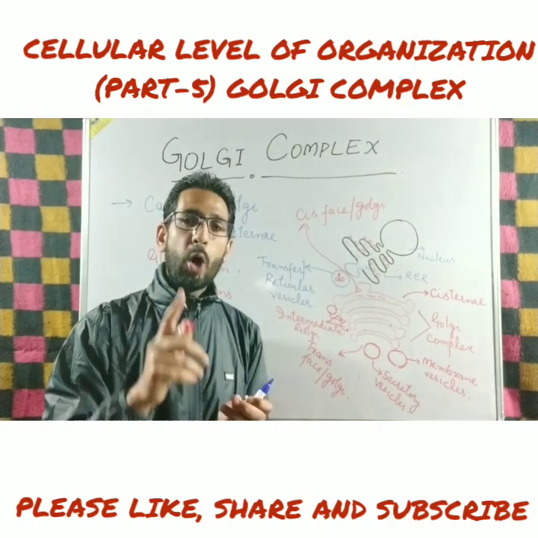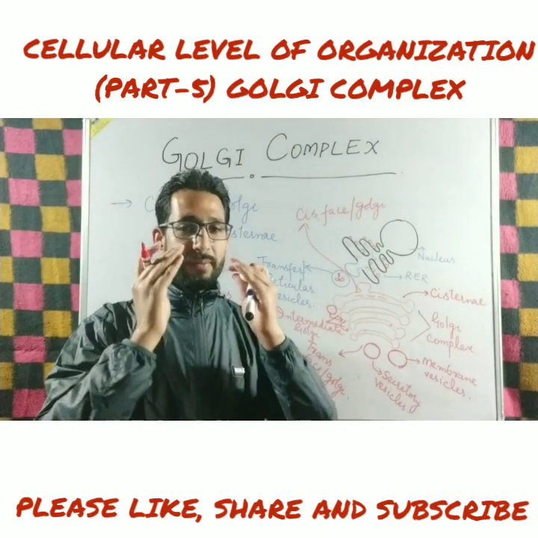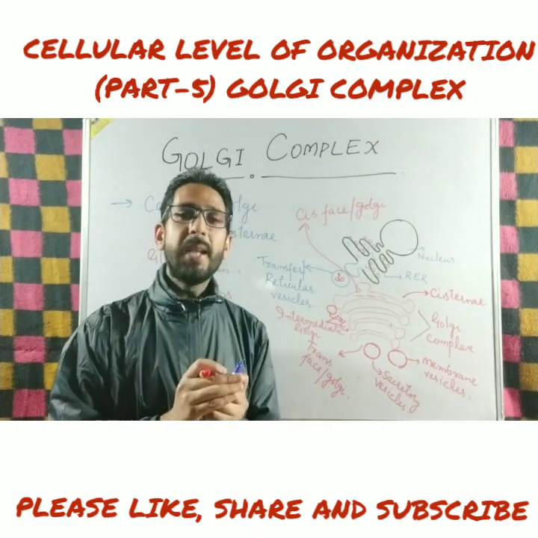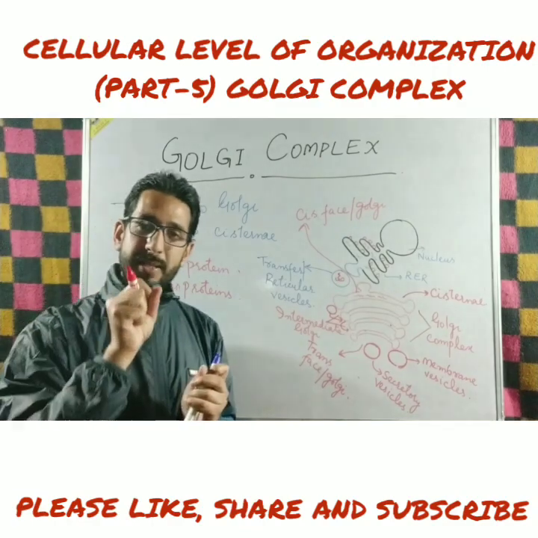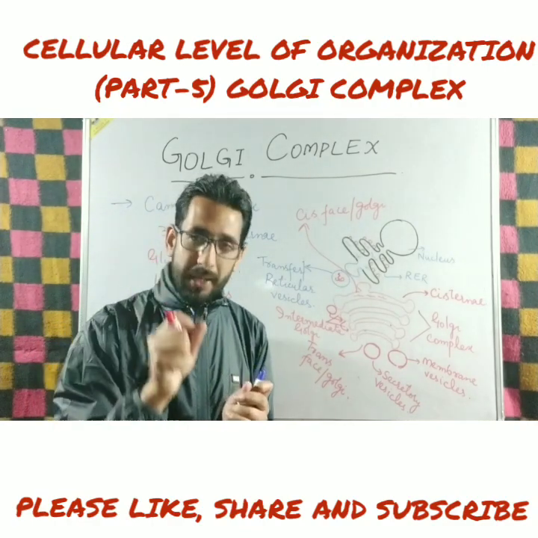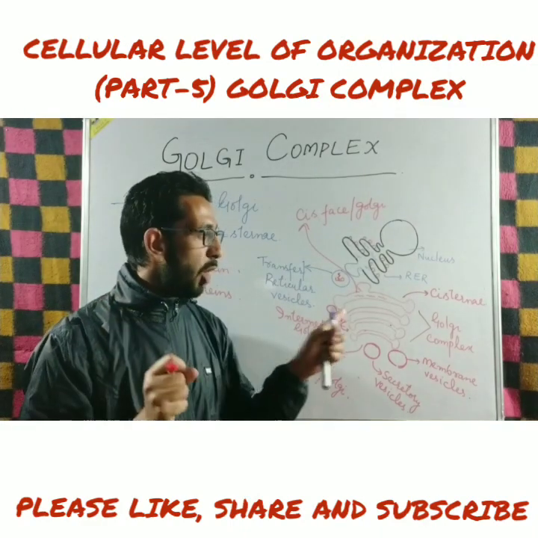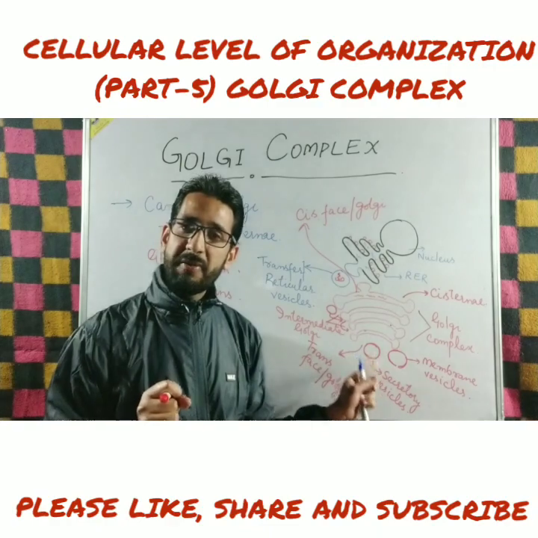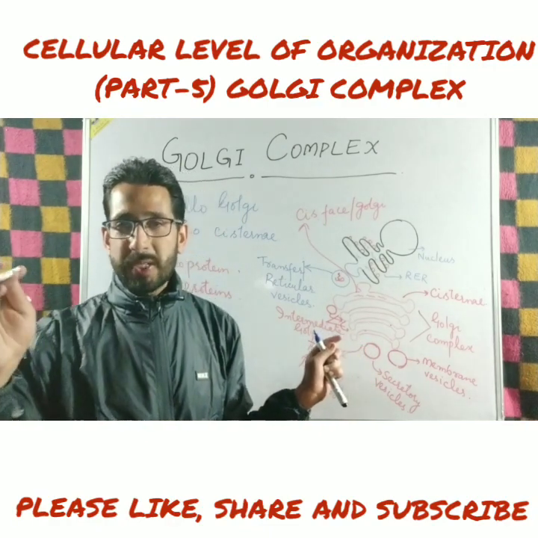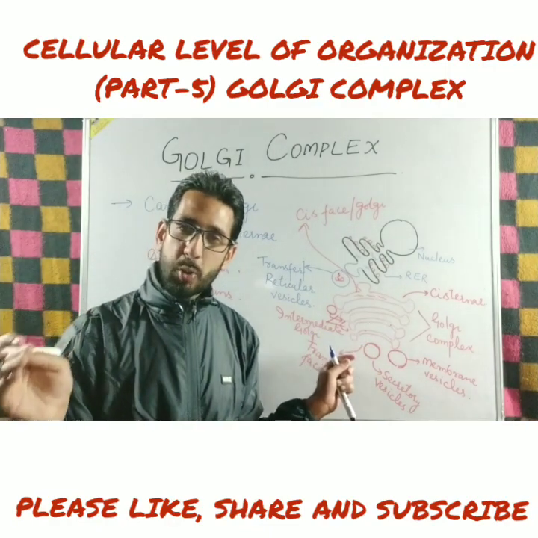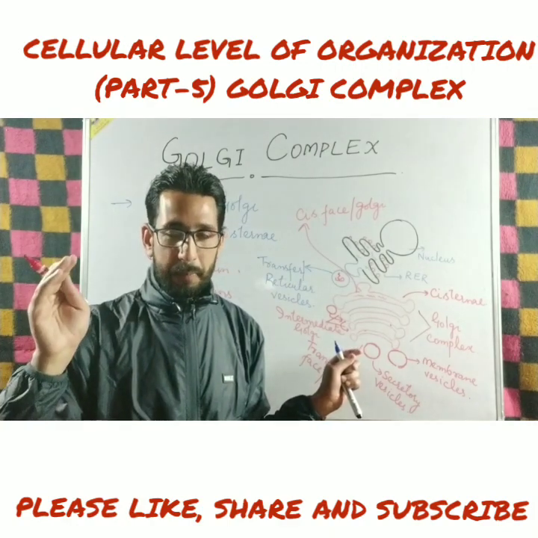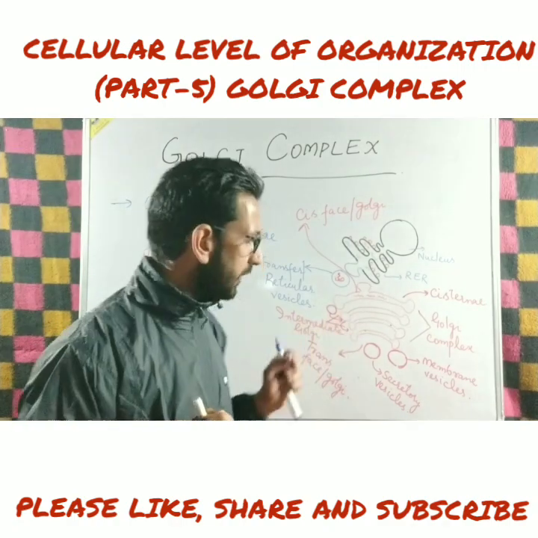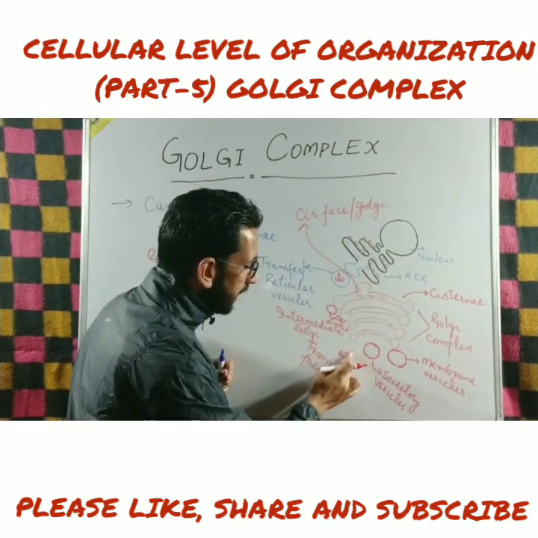Again, the example of insulin, okay, which is synthesized inside the beta cells of the islets of Langerhans, and these proteins, for example insulin, are packed in the Golgi complex in the form of these secretory vesicles, and these secretory vesicles take these proteins to the cell membrane, and by the process of exocytosis these proteins are transported out of the cell. Fine.